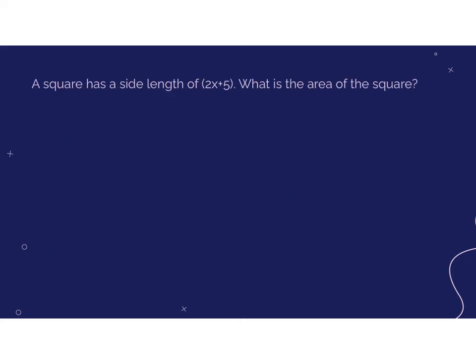All right, so now let's look at an application question here. We have a square that has a side length of 2x plus 5. What is the area of the square? So draw yourself a square. Draw yourself a picture. Whenever it starts talking about a picture of something, it's really good for you to draw that picture out. So draw yourself a square. You have a length of 2x plus 5. Now, what we know about squares is that all sides are the same. So if this length is 2x plus 5, that means this width is also 2x plus 5.